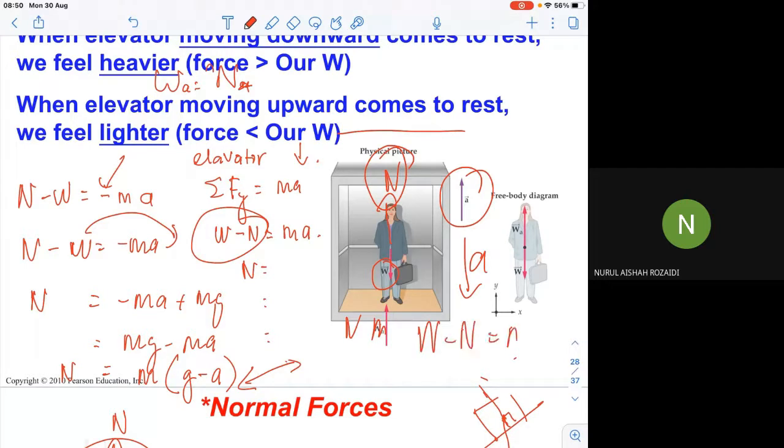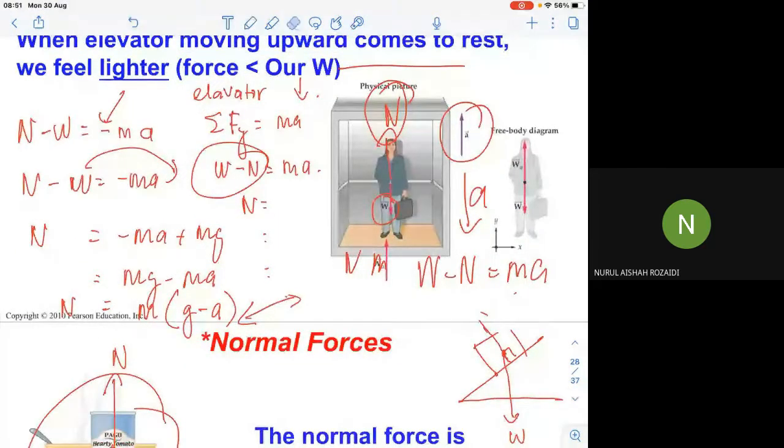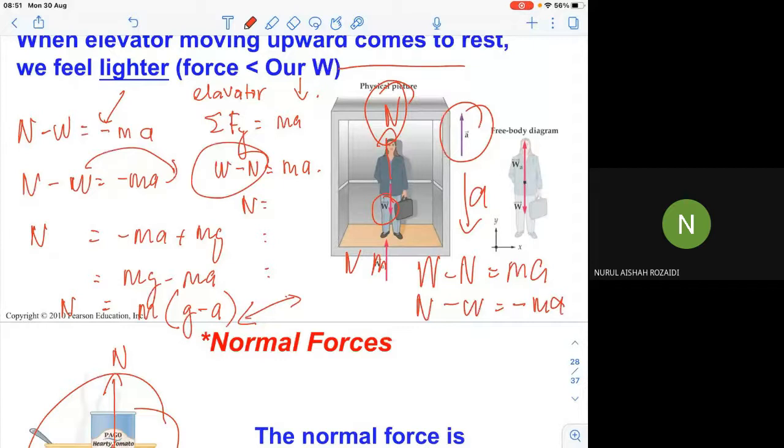Tapi kalau kamu tak suka dengan W kat depan tu, ada orang yang tak suka. Dia selalu ingat yang benda yang sebelah atas mesti tolak sebelah bawah, benda yang sebelah kanan mesti tolak sebelah kiri. Okay, no problem. You can put N minus W, but remember to put it as negative ma. Why? Because you are opposing the acceleration right now. Tadi acceleration turun ke bawah, tapi kalau awak consider N yang duduk di depan, then awak kena letak negatif.